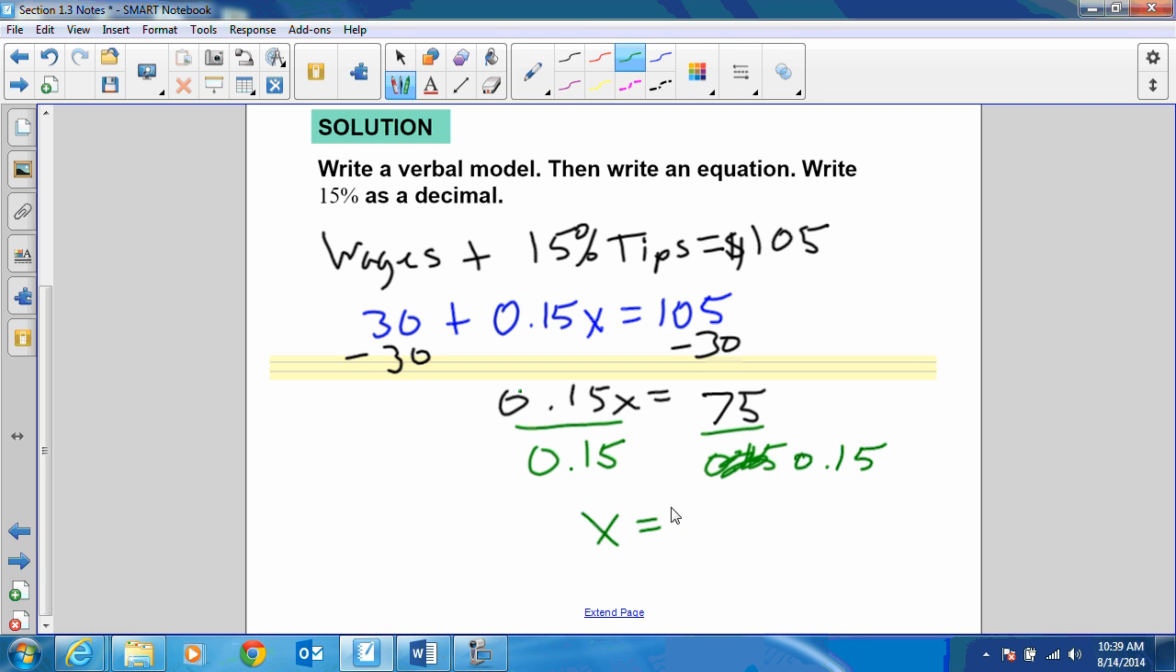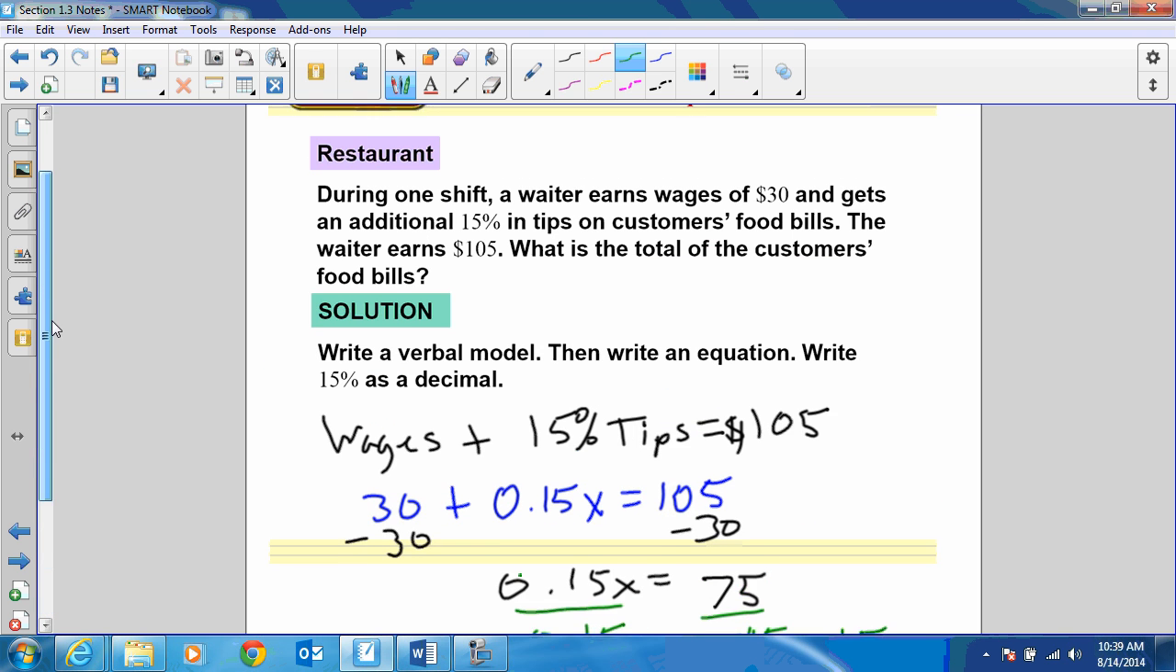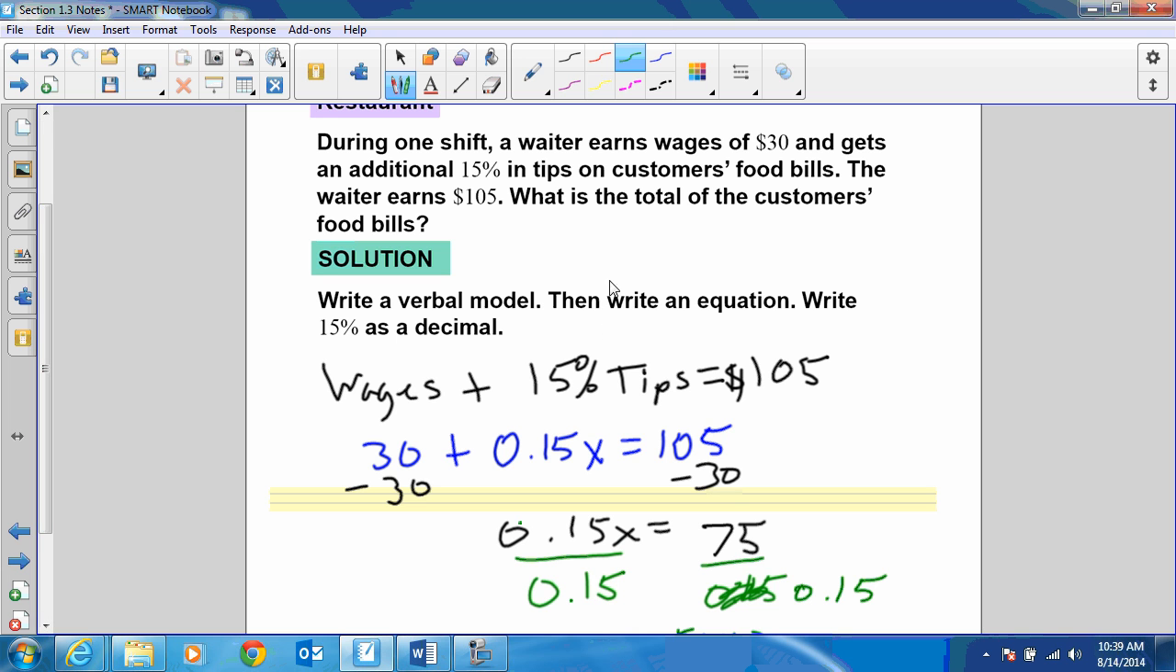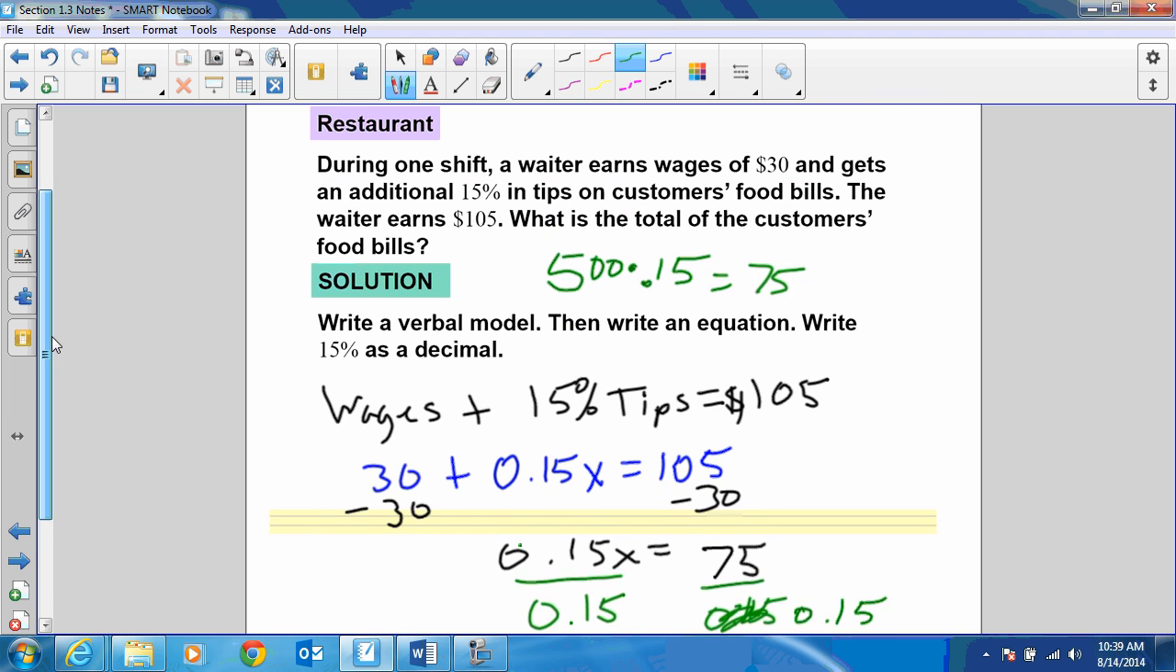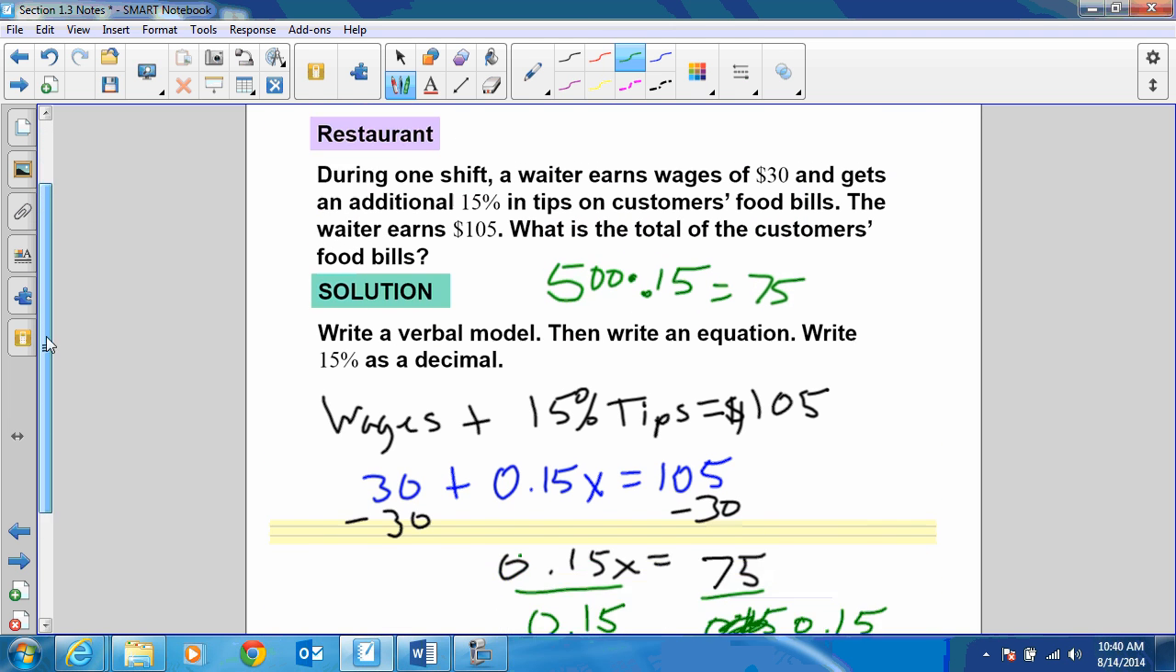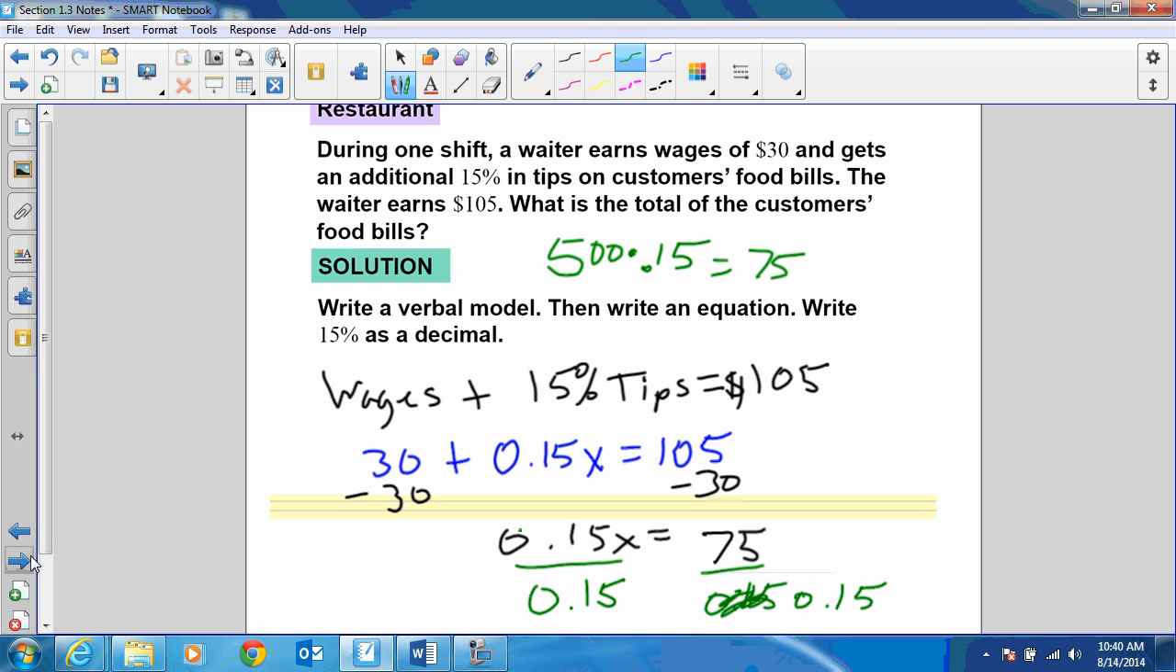It is $500. Okay. So now we figured out, let's plug that back in and see if it works. Let's do 500 times 0.15. Okay, because you got 15% of $500. If you do 500 times 0.15, you get $75. And then 75 plus the wages she earns, 30, equals 105. So we can check our work and make sure it works. But that's how we need to set up the problem and just write it out. Try and make it make sense to you so that you can solve it.